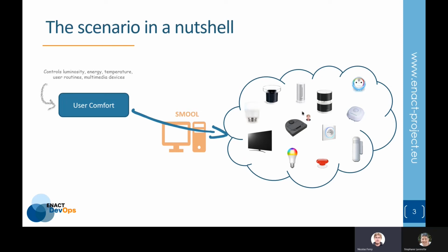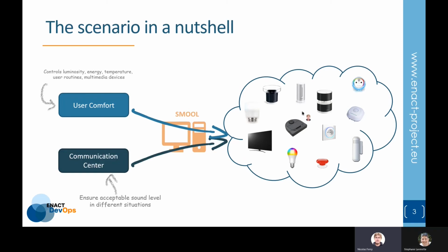The objective of our scenario is to augment this smart IoT system by adding a novel application called Communication Center, whose objective is to ensure an acceptable sound level in different situations. In particular, we will see that we try to manage the sound level during phone calls, for instance, turning off the TV during phone calls. These two applications are running in an app server and they are communicating with all the devices, actuators, and sensors in the smart home via the small IoT platform.